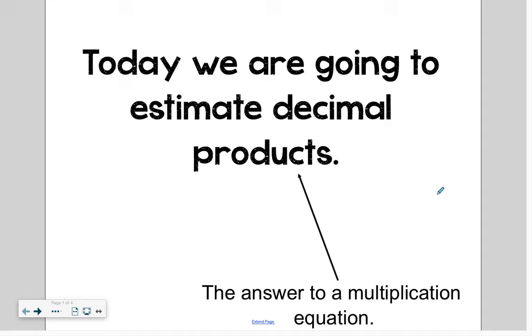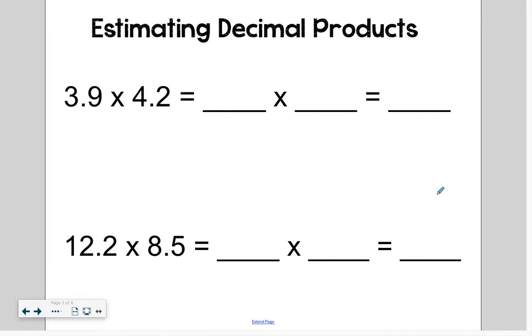Hello. Today we are going to estimate decimal products. Just to quickly review, the word product is the answer to a multiplication equation. I have two examples on this slide. 3 and 9/10 times 4 and 2/10.